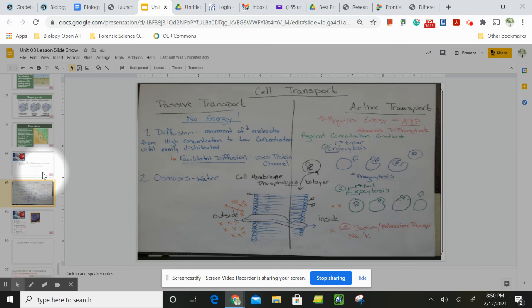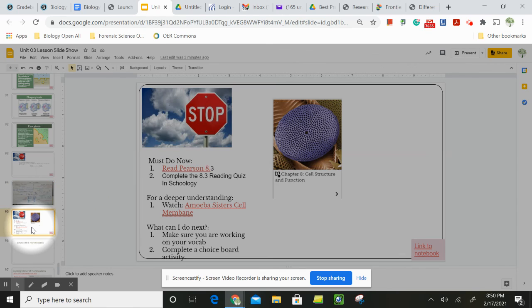So double check your T-chart. Make sure it looks like mine. This will be a short answer question on your test. You do not need to submit this anywhere. Your assignment for today, after you watch the video, is to read Pearson 8.3 and complete the 8.3 reading quiz in Schoology.